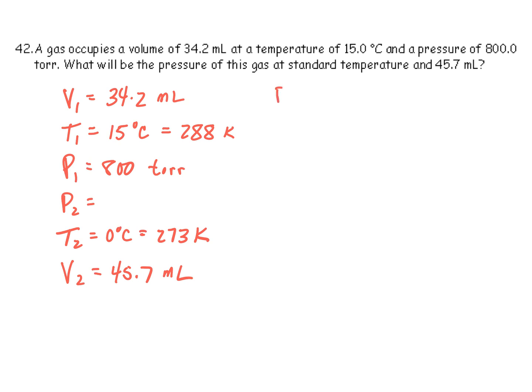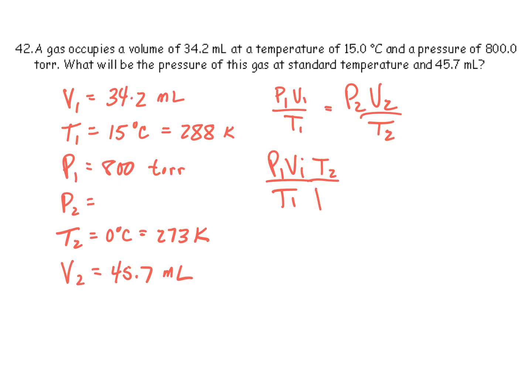P1 V1 over T1 equals P2 V2 over T2. We have to solve for P2. So I'm going to move the T2 to the left side, the V2 to the bottom, and I'll get P1, V1 over T1, times T2, and on the bottom V2. Leaves me with P2 all by itself.